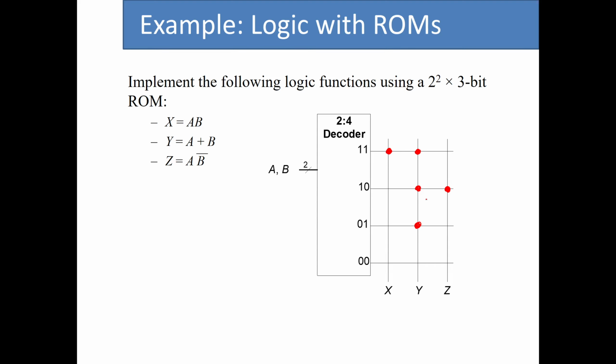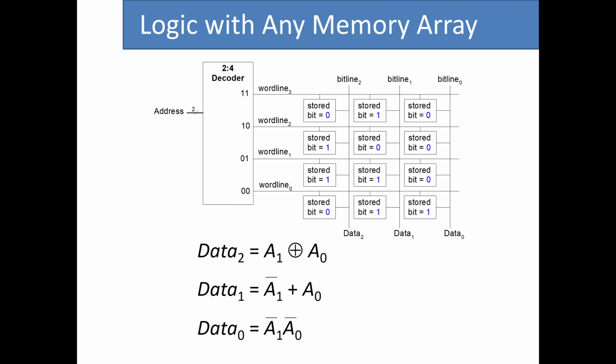So what we basically did was that we copied the whole truth table for these individual functions in the ROM. Anywhere we have a 1, we just put a dot. Anywhere we have a 0, we just don't put anything. We can do the same with any memory array. So it doesn't necessarily have to be always ROMs. We can use it with RAMs as well. Instead of putting dots, you just put zeros and ones.